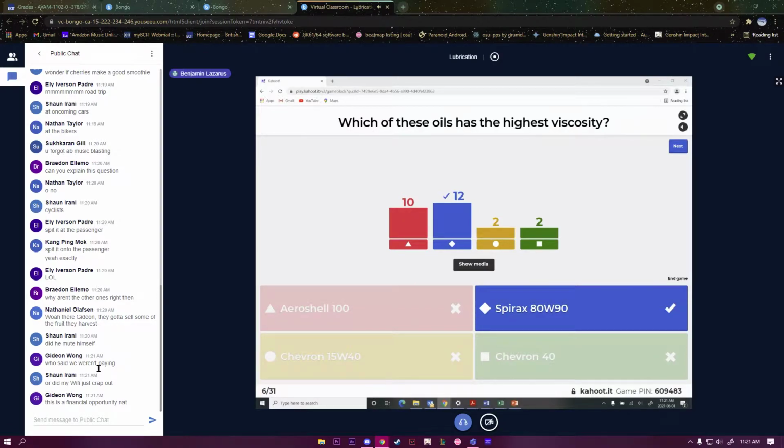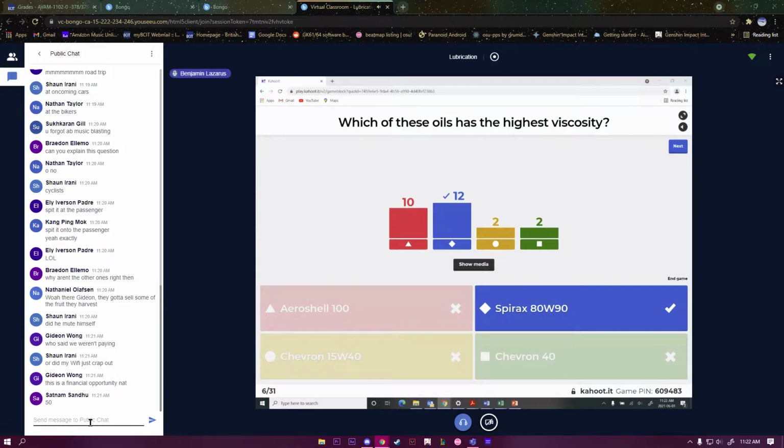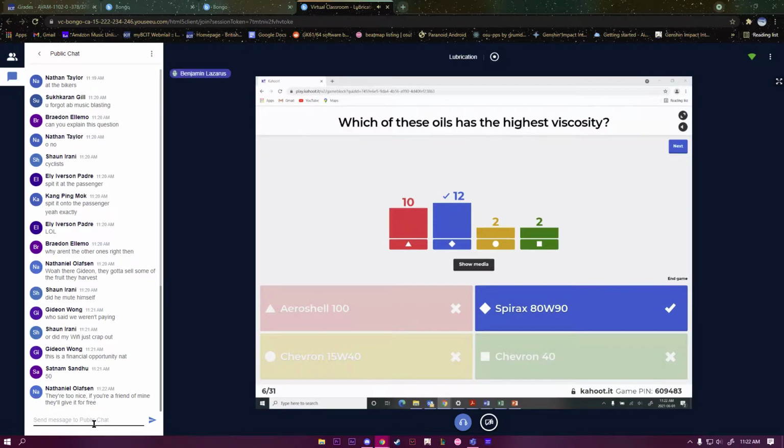So which of these has the highest viscosity? Okay, Aeroshell 100. If I were to convert that to SAE, what rating is Aeroshell 100 in SAE? 50. Okay. So 50, this is an SAE rating with a W in the middle. You know that. So it's a 40. This is also SAE because that's just too low of a number. And this 80W90 is an SAE rating. So this would be like 180 in the aviation.